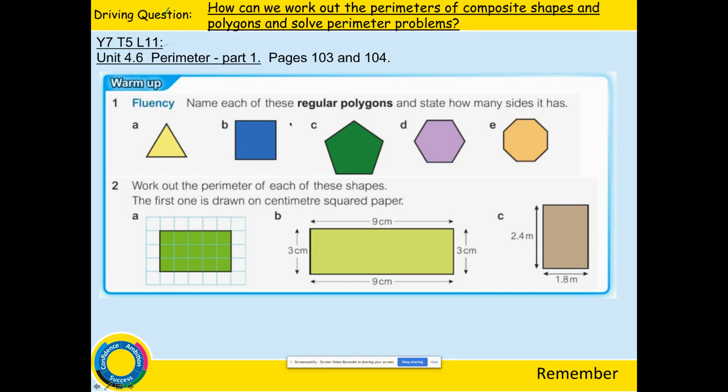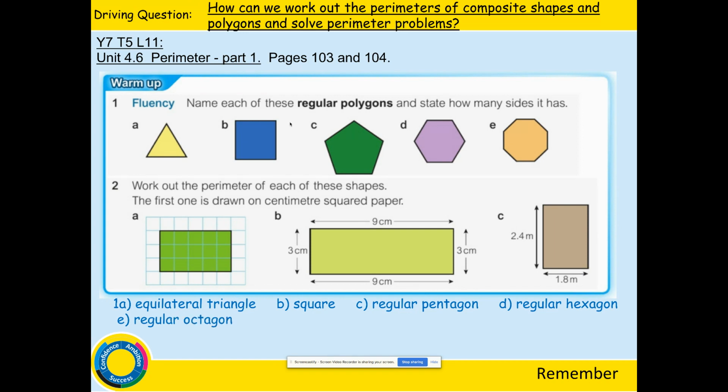So the first one is an equilateral triangle. The second one is a square. The third one is a regular pentagon. There are 5 sides. Pent is 5. D is a regular hexagon. Hex is 6 sides. And E is a regular octagon. Oct is 10. Sorry, not 10, 8. Think of octopus, 8 tentacles. So there's 8 sides.